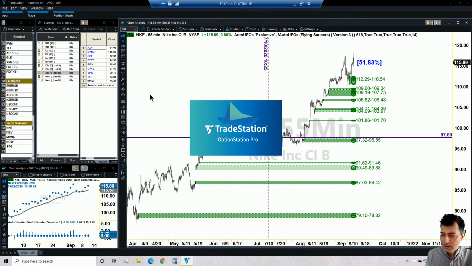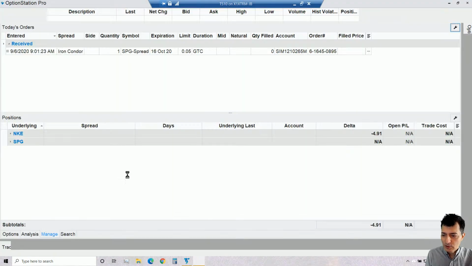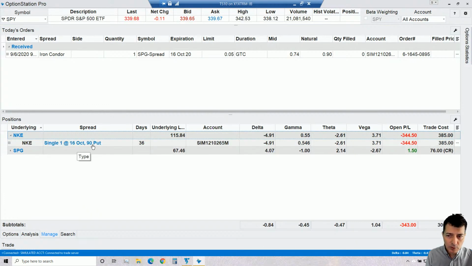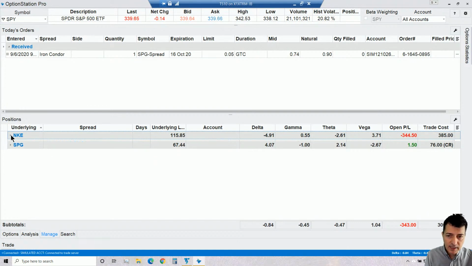Just opening up Option Station Pro, looking at the Manage tab. Here we go. So Nike, we paid 385. You can see it here: a single put, October 16, 90 put. So the most we can lose is that 385, no matter how much higher Nike goes. And now we have 36 days where, if the market were to crash all the way, Nike would go back to profitability and we could close it with no pain. Unless that's not the case, and then the pain would be 385.